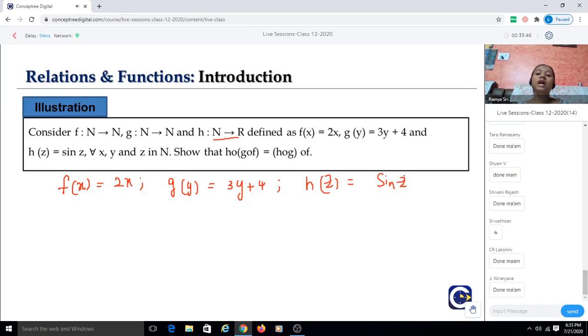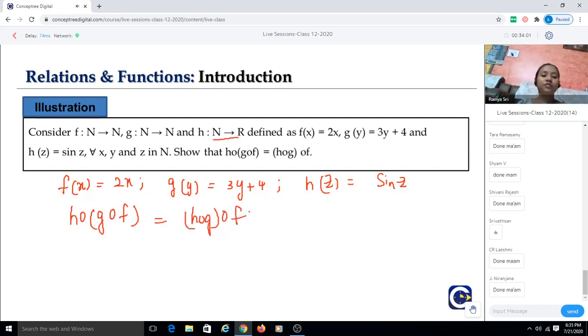So here you have to prove that the composite function is associative. That means you have to show h of (g of f) should be equal to (h of g) of f. The typical way is to first find h of g of f, and then find the other side, and then check whether your LHS is equal to RHS or not. So simply first find g of f and then substitute in our function h, and then we end up getting our result, that is h of g of f.